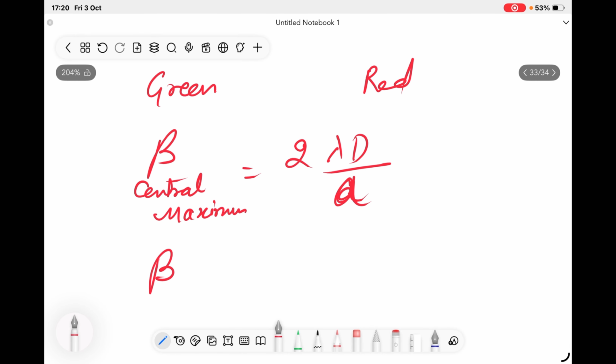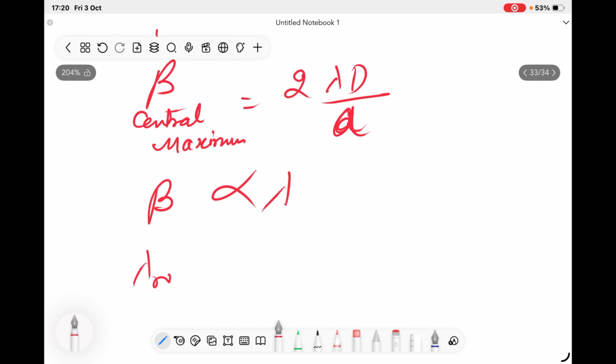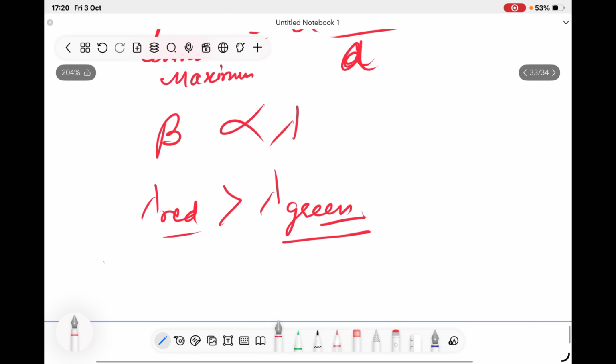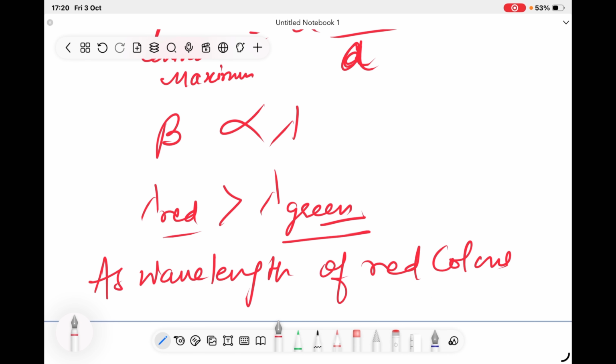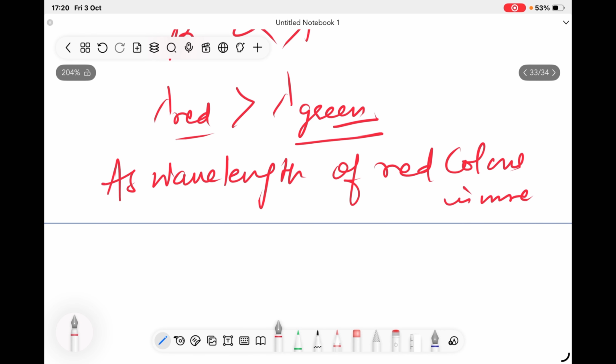So beta, the fringe width, is directly proportional to wavelength. And whose wavelength is more? Red's wavelength is more than green. So fringe width will increase. If you are replacing green with red, the wavelength is getting increased as the wavelength of red light is maximum. Wavelength of red color is more, so fringe width of central maximum will increase.